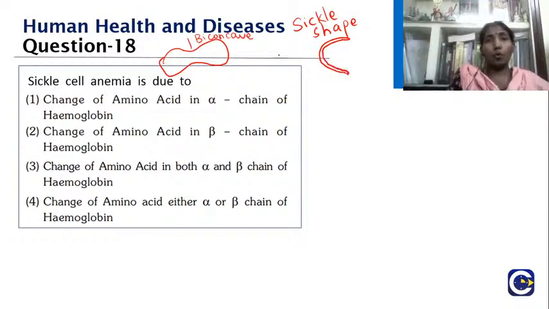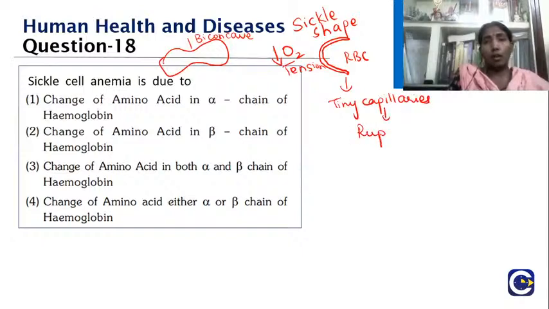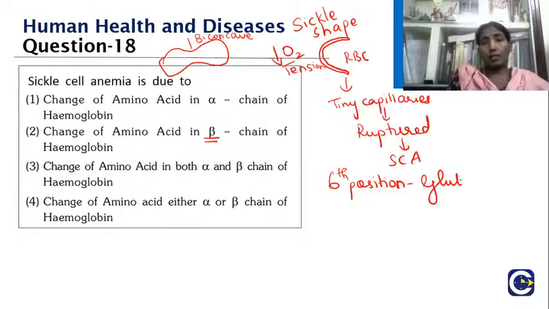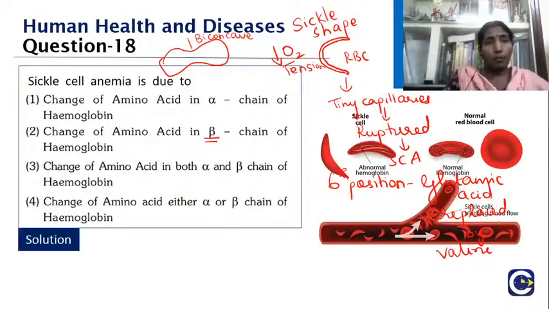Whenever they are exposed to low oxygen tension, they develop sickling of RBCs. When they pass through the tiny capillaries, they get ruptured and this results in characteristic sickle cell anemia. So what is the real pathology behind it? It is because of the beta chain, in the 6th position, where glutamic acid is replaced by valine. That is the reason which brings about the sickling. Okay children, I hope you have given the right answer.